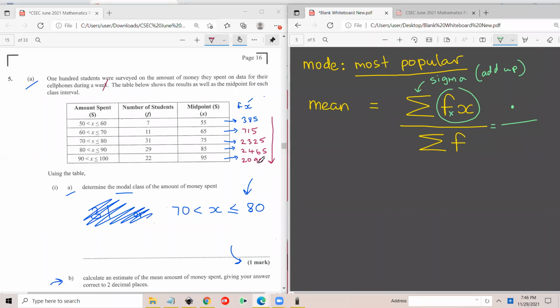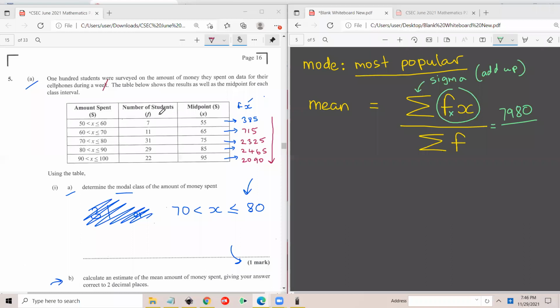All right, so Amanda, Alia, Toya got the same answer. Melanie, you got a final answer ready. When I added up, I got 7980. Now, to find the mean, we have to divide it by sigma f. You notice the one underneath does not have an x. It's just sigma f.